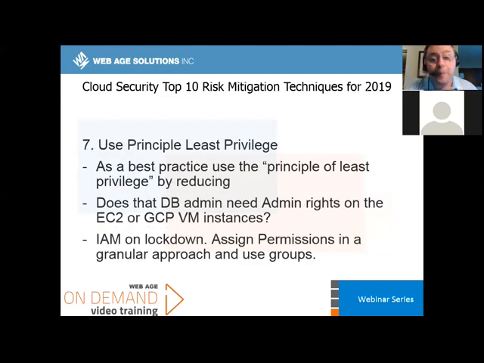Now, there's a best practice that is referenced as use the principle of least privilege. What does that mean? Well, basically, this is a best practice in the industry, right?